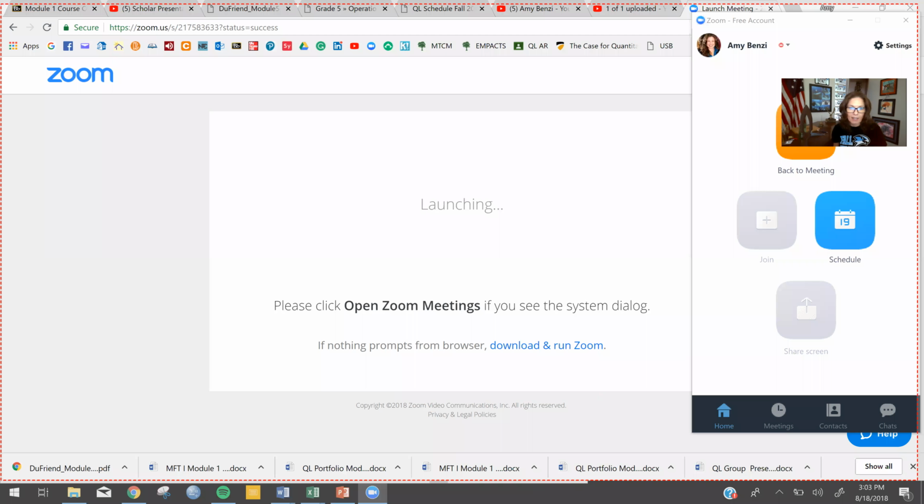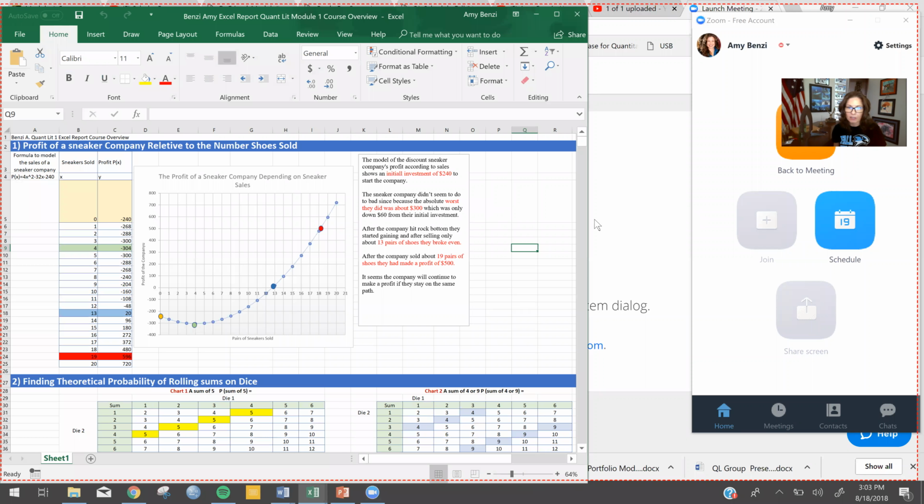I share my screen, double-click on desktop, and now you are seeing in Zoom what I see on my computer screen. And I'm going to look at my Zoom report here.